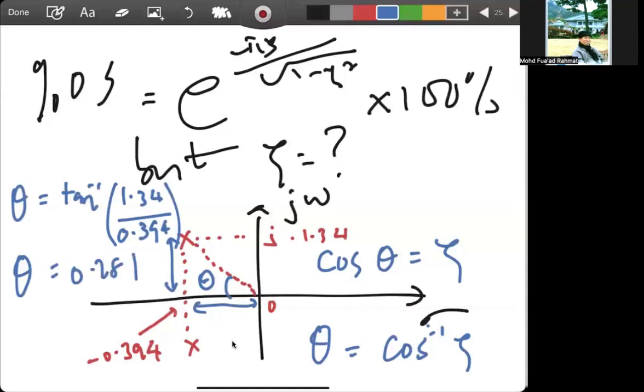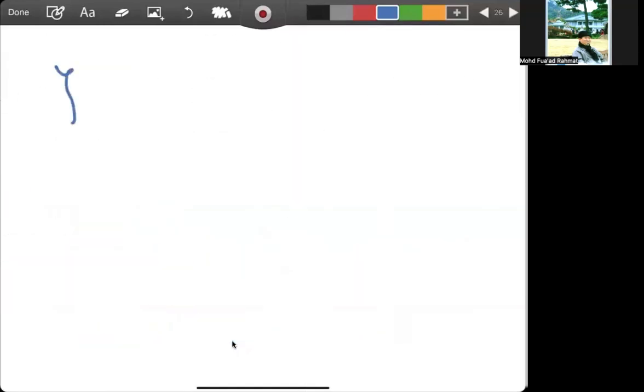Okay, sorry. You have to find this angle first. Find this angle, and then straight away plug it into the zeta, which is cos theta.